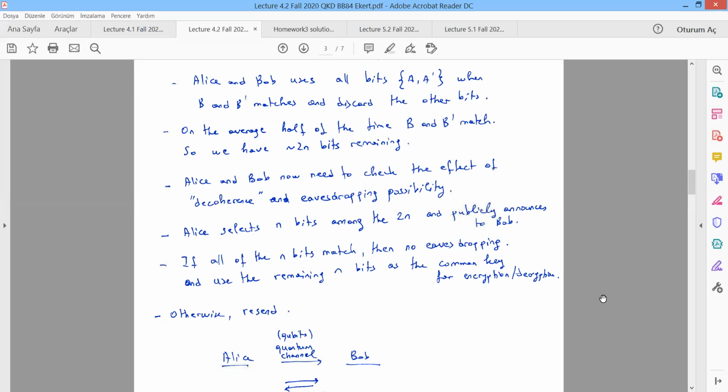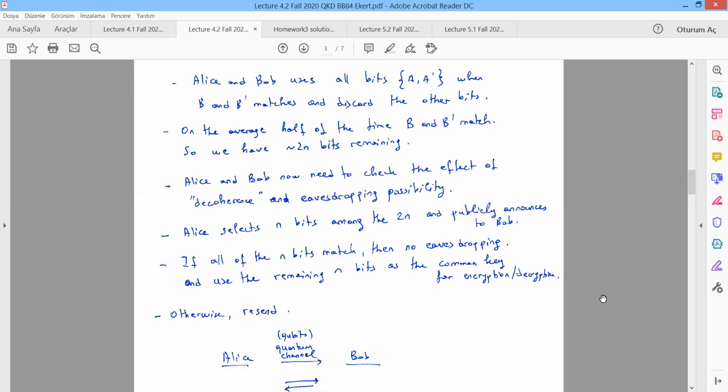Out of the 4n qubits, 2n was used to match the X and Z operators, the encoding operator and the decoding operator. So 2n of these were discarded. And now to check whether there has been eavesdropping, another n, half of the remaining bits, are discarded. Now Alice and Bob end up with n common bits that could be used as a common key for secure encryption and decryption.